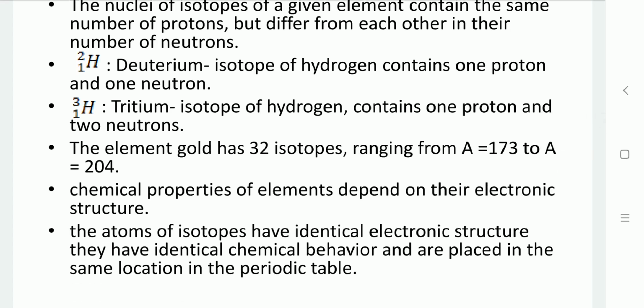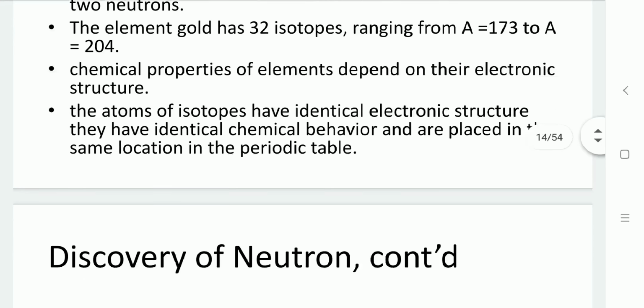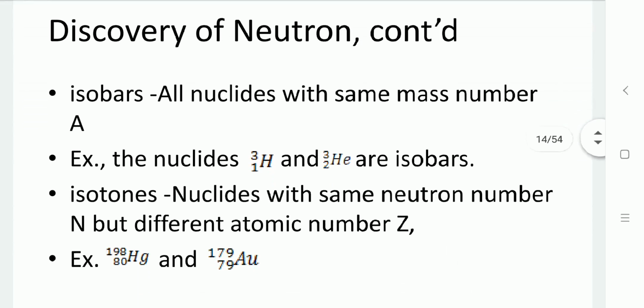The chemical properties of elements depend on their electronic structure. The atoms of isotopes have the same electronic structure and the same chemical behavior, and they are placed in the same location in the periodic table. Nuclides which have the same mass number but different atomic numbers are known as isobars. For example, the nuclides 3 1 H, tritium, and 3 2 He, helium, are isobars.